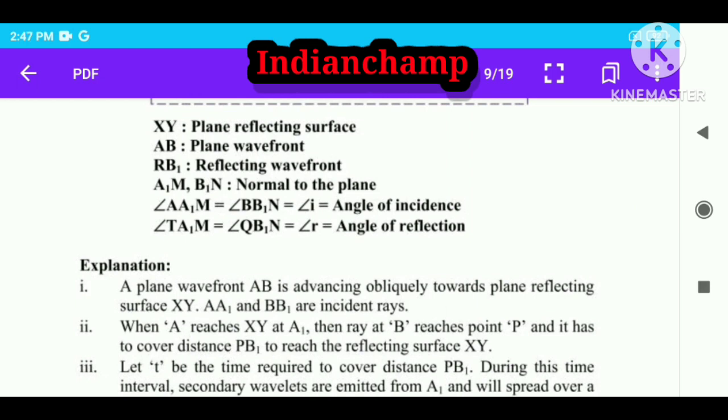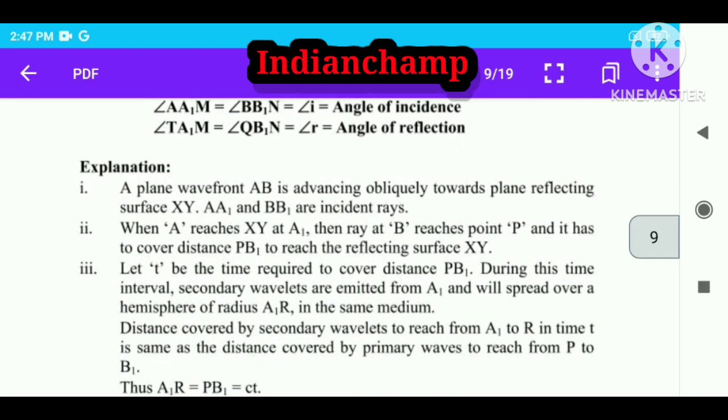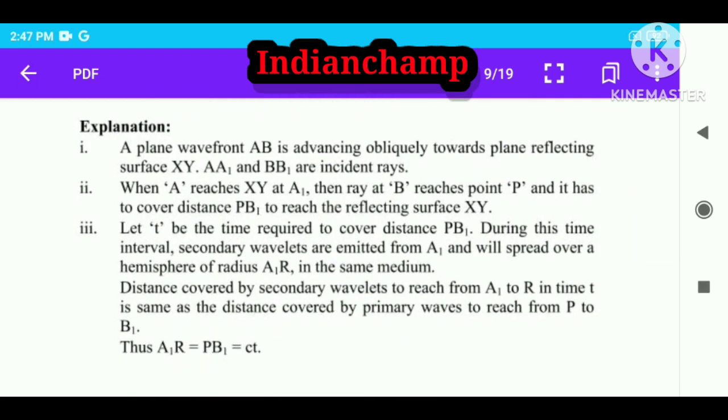Angle of reflection. Explanation. First, a plane wavefront AB is advancing obliquely toward the plane reflecting surface XY. A1 and B1 are incident rays. Second, when A reaches XY at A1, the ray at B reaches point P and it has to cover distance PB1 to reach the reflecting surface XY. Third, let T be the time required to cover distance PB1.